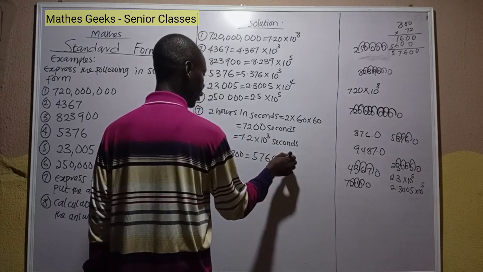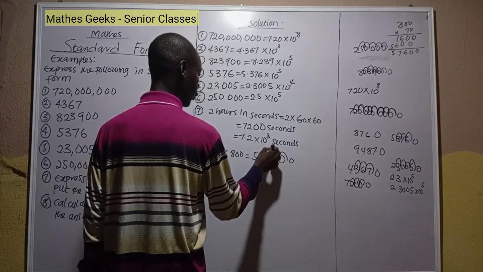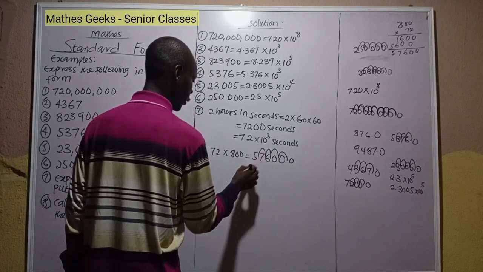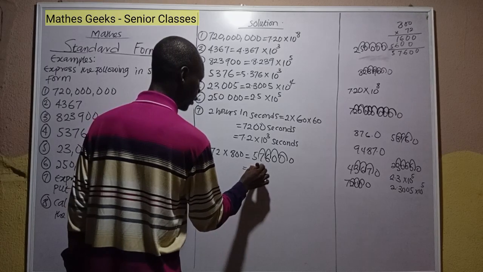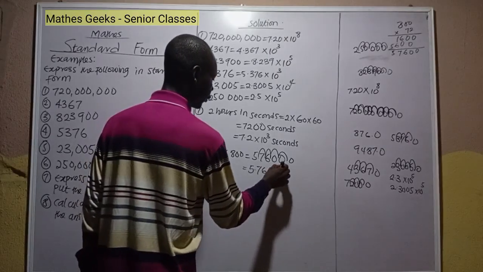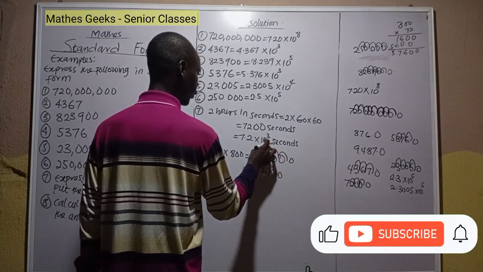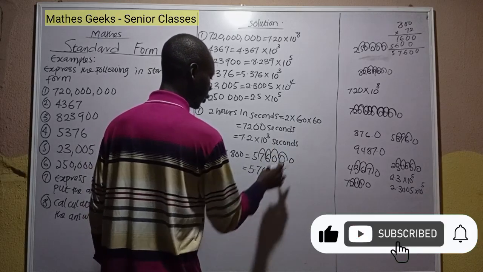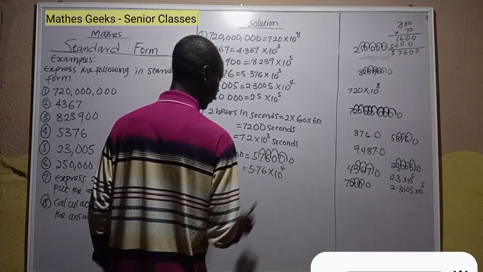So let's move it backwards, 1, 2, 3, 4. Put the decimal point here. So this is equal to 5.76 times 10 raised to 1, 2, 3, 4, 10 to the power 4. That's the value.